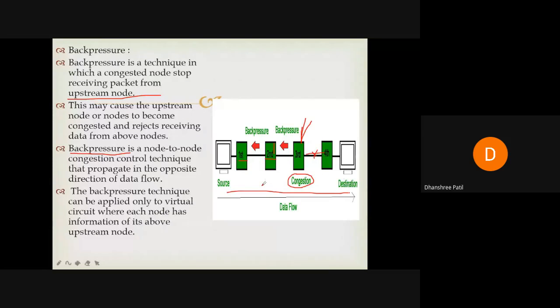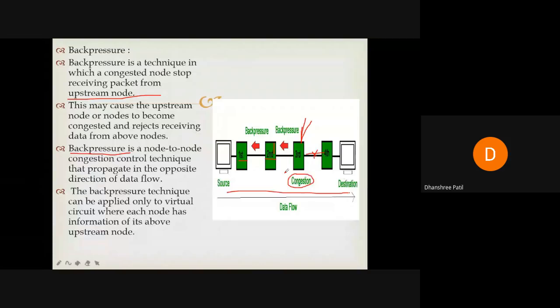It is easy. So this may cause the upstream node or the nodes to become congested and reject receiving data from the above node. So obviously second will not have any data as third is not receiving. So obviously first will not have any data. So this is called a back pressure technique to avoid the congestion if it occurs.